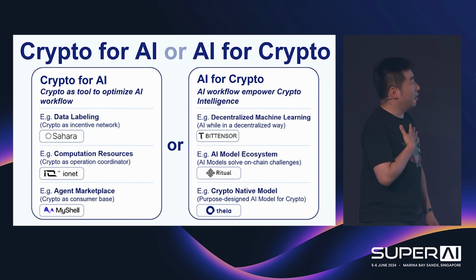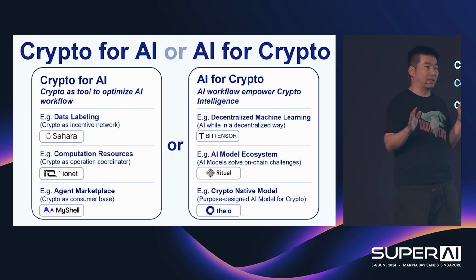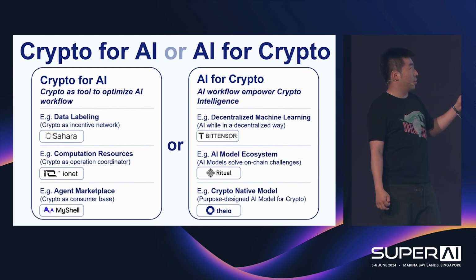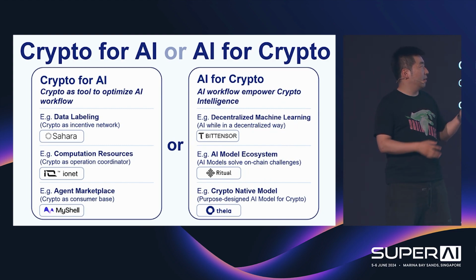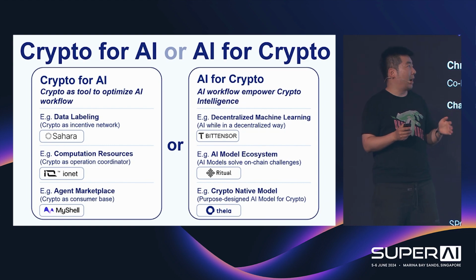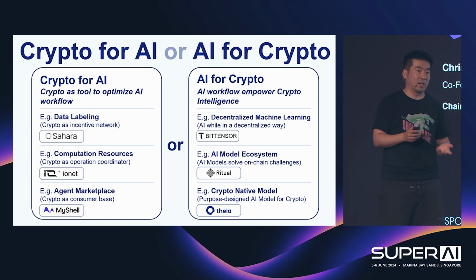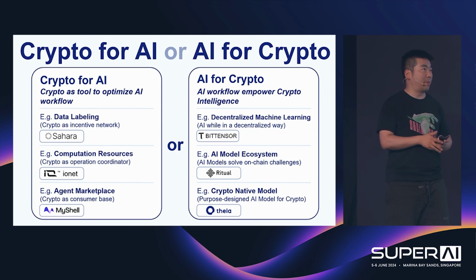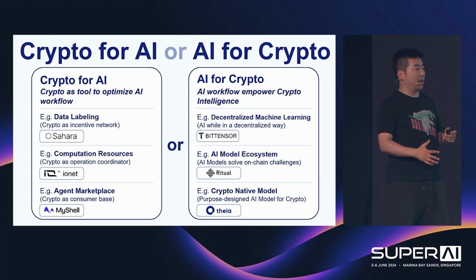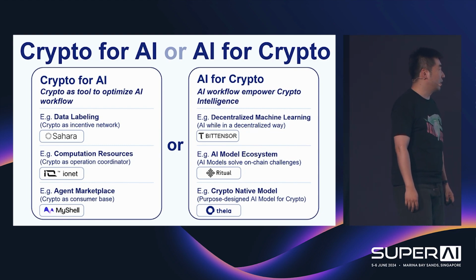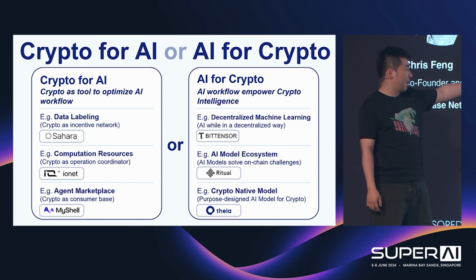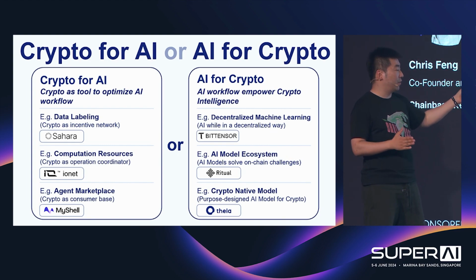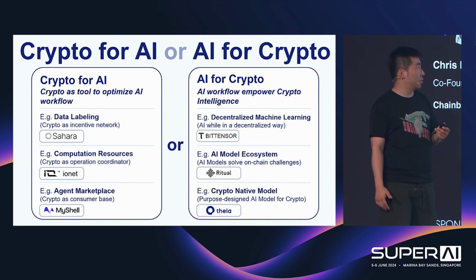In our understanding, there are two types of projects that combine crypto and AI. One is crypto for AI, the other is vice versa, AI for crypto. For crypto for AI, they all use crypto as a tool to optimize the AI workflow, because crypto, as we all know, is the incentive network, and it's the best way to ensure security and to decentralize everyone's effort across the whole worldwide ecosystem. Products or companies focused on this area include Sahara, IO.net, and MyShell, which use crypto to empower different AI workflows.